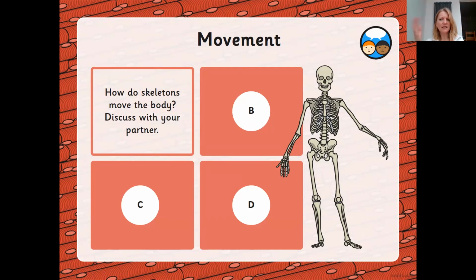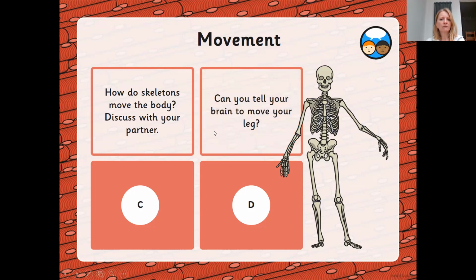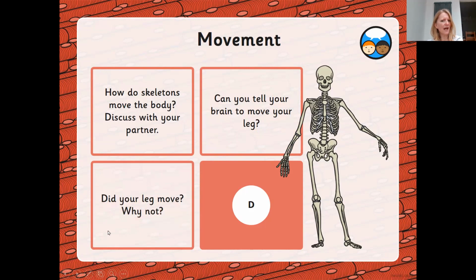Well, we know that your skeleton moves because of all the joints that you looked at last week. But actually, what makes those individual bones move? If you wanted your leg to move, how would you do it? Would you have to think, oh, leg, move, and then your leg moves? It doesn't really work like that.